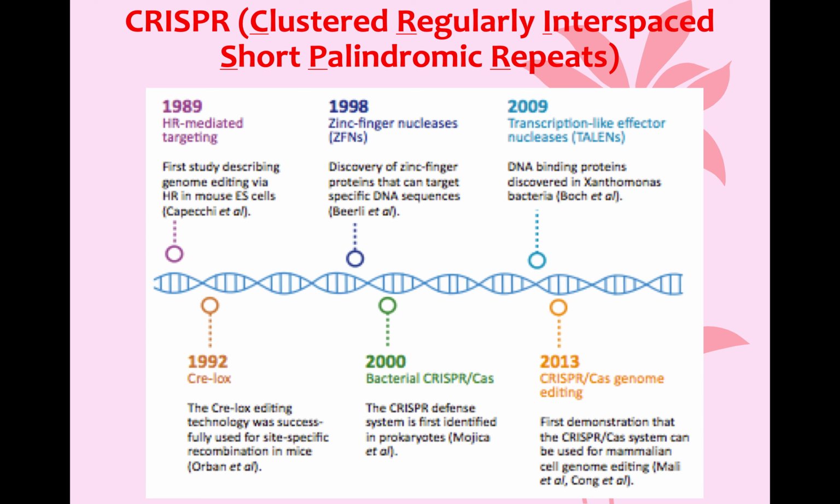In 2009, transcription activator-like effector nucleases, or TALENs, were discovered from Xanthomonas bacterium. TALENs are also a type of nuclease that is useful and has been modified for use in CRISPR. In 2013, following the first paper published in 2012 by Jinek et al., came the first demonstration that the CRISPR/Cas system can be used for mammalian cell genome editing. When Jinek produced a paper in 2012, it was not done in mammalian cells, but this one was.